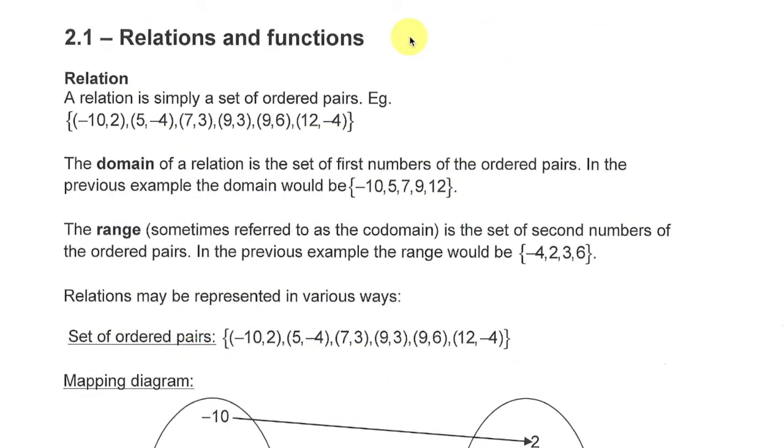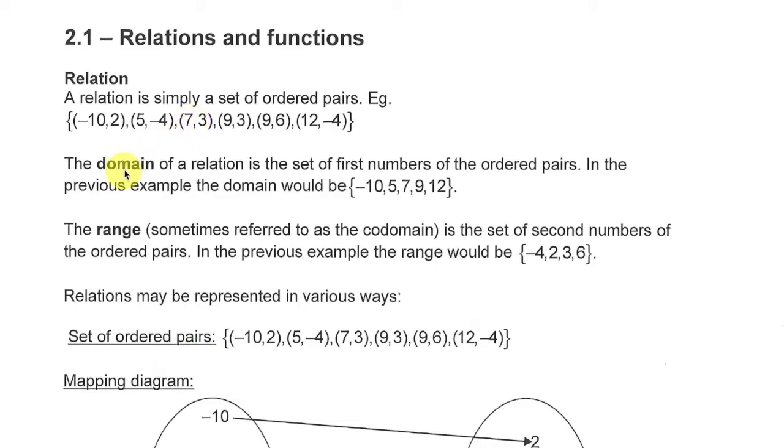Relations and functions. A relation is simply a set of ordered pairs. And that's shown here. So we've got a set with the squiggly brackets. Inside it, we have a point and an ordered pair, and it's simply the connection shown between two variables, perhaps x and y. So as an example, when x equals -10, y equals 2. When x equals 7, y equals 3.